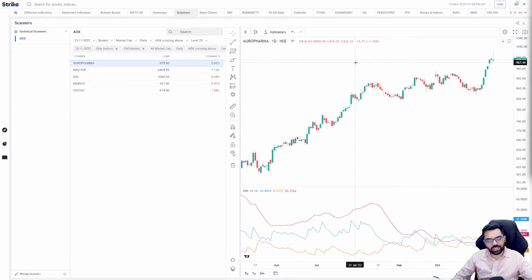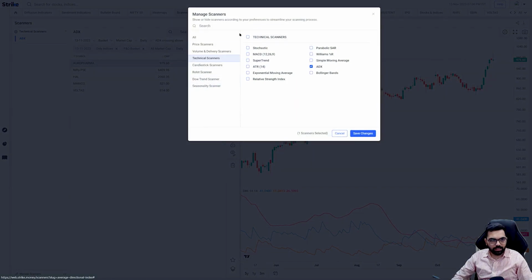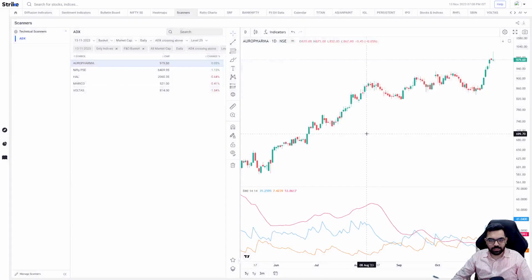With the help of Strike scanners, you can have different scans on the ADX indicators. So first make sure you've enabled all these scanners from here. For the purpose of this video, I have only enabled the ADX scanner under the head technical scanners so that there is no confusion. Now we have various filters across time frames that we can run. So the first ones are ADX crossing above or below any certain level. So I've given a few benchmarks according to certain charts.